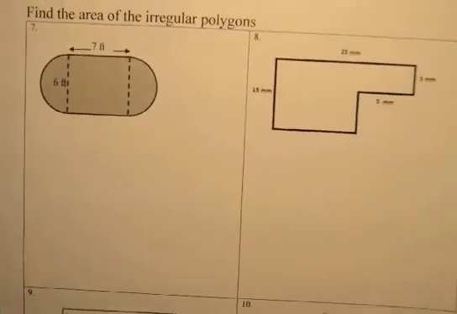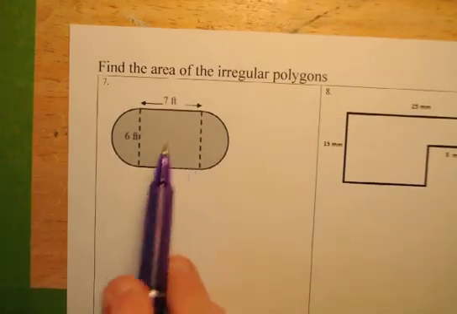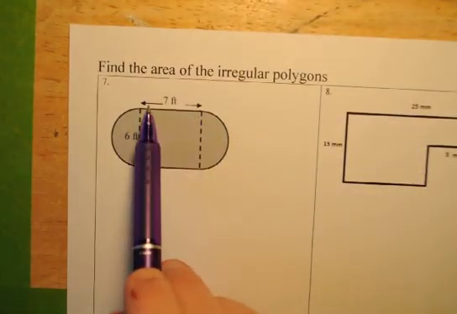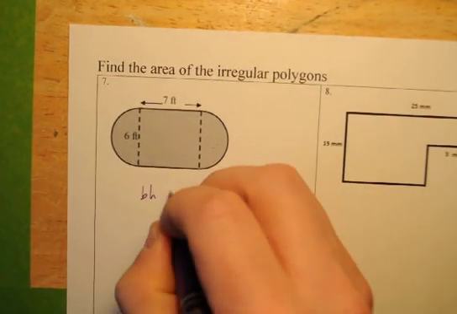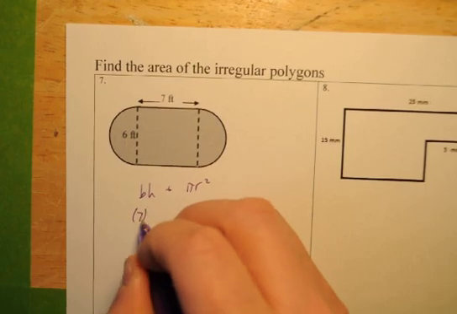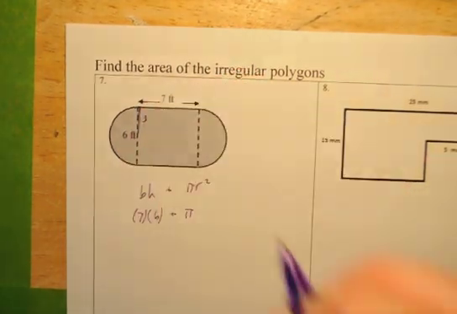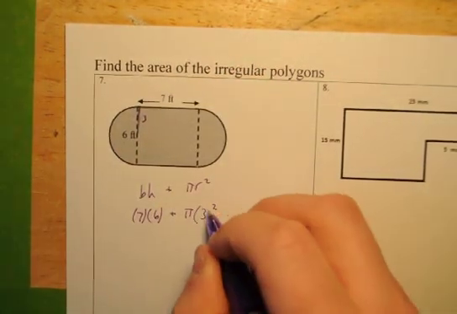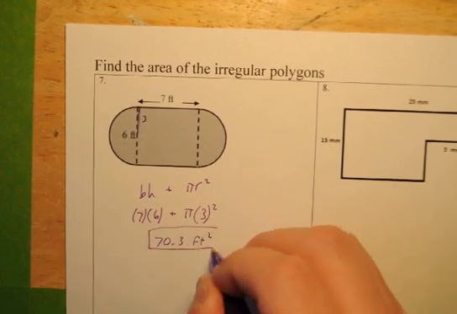Now on to the back side. These are irregular polygons, which means you've got to cut them up a little bit. In this scenario, we can see that we've got a rectangle plus 2 half circles, and 2 halves make a whole, so I'm going to do base times height plus pi r squared. So that's 7 times 6, and if that length is 6, then the radius would be 3. If you plug that into your calculator, you get about 70.3. And we're going to use feet squared.